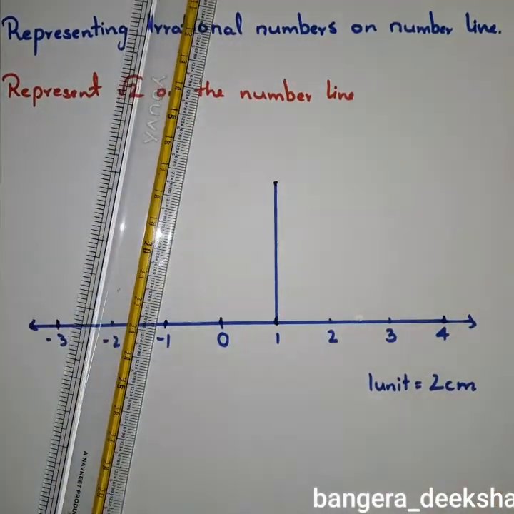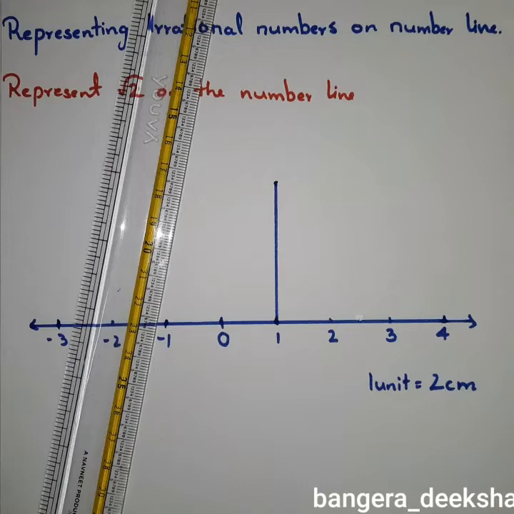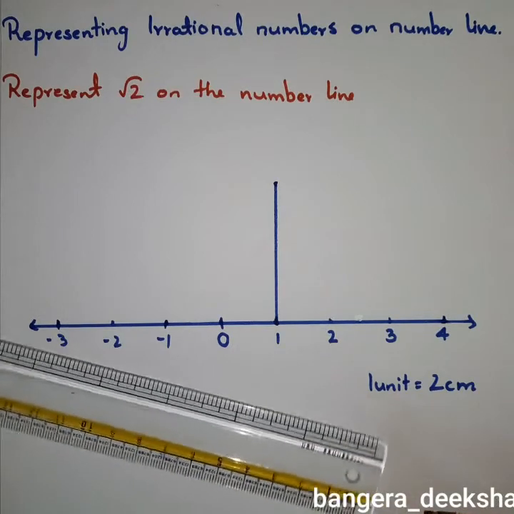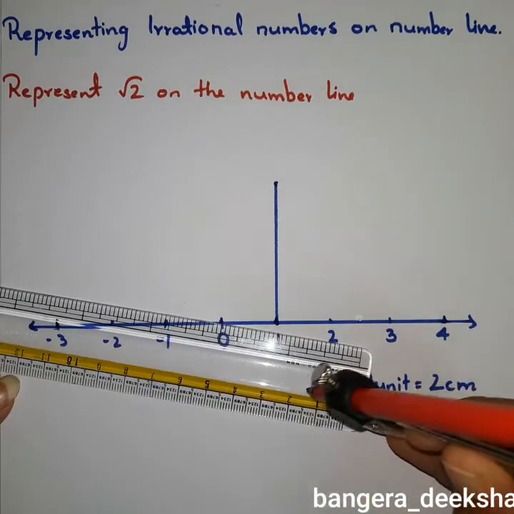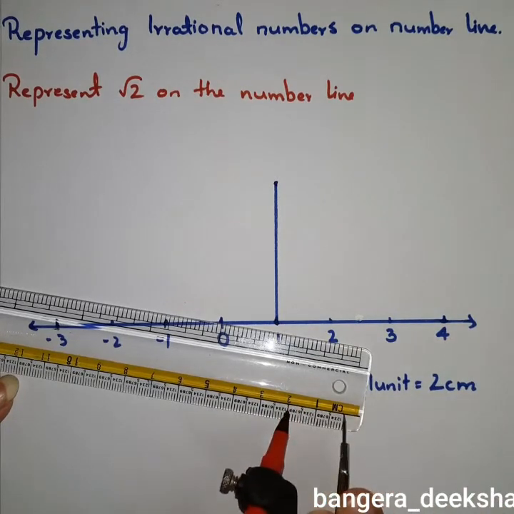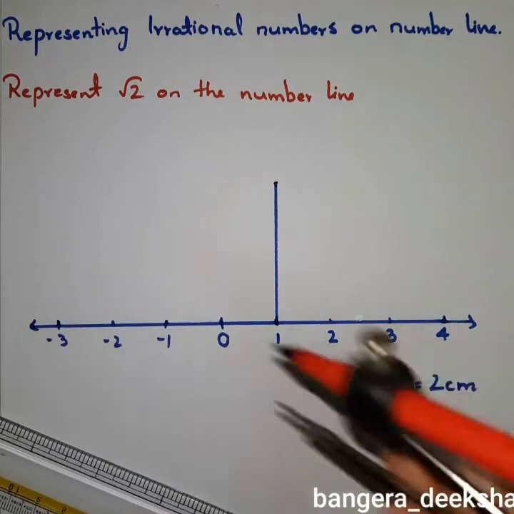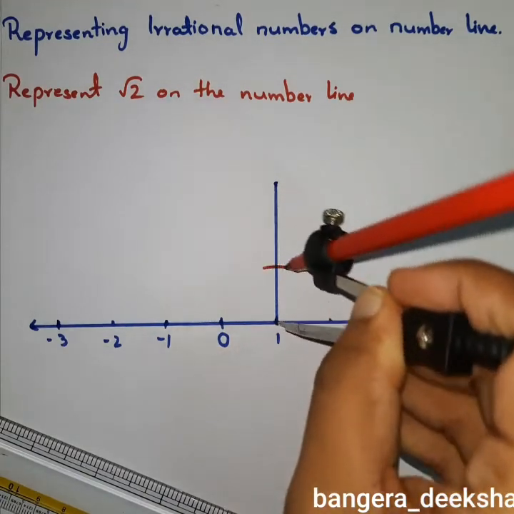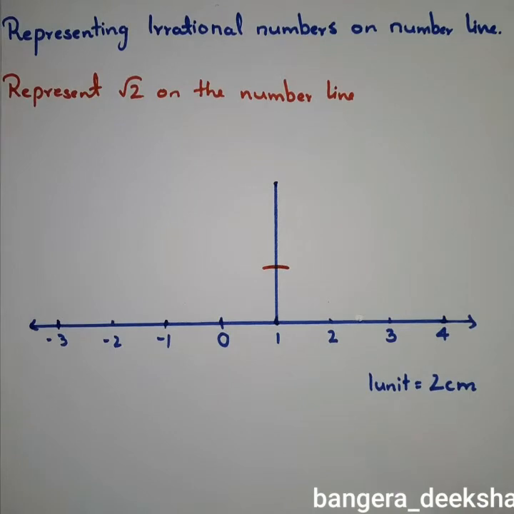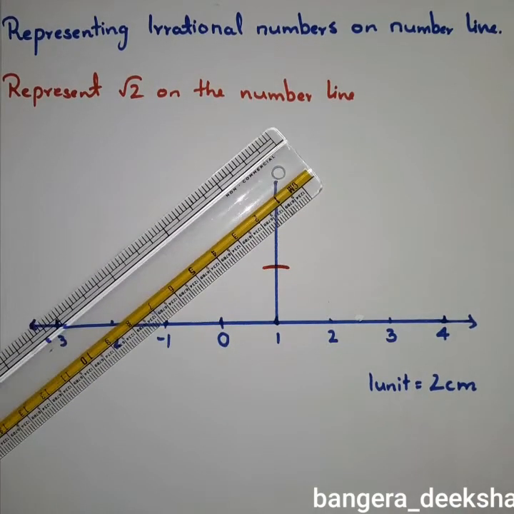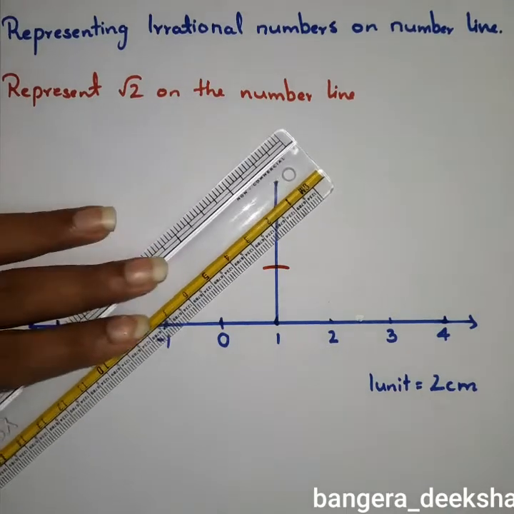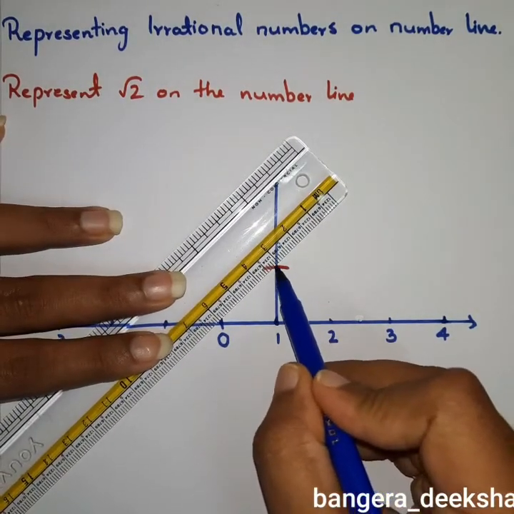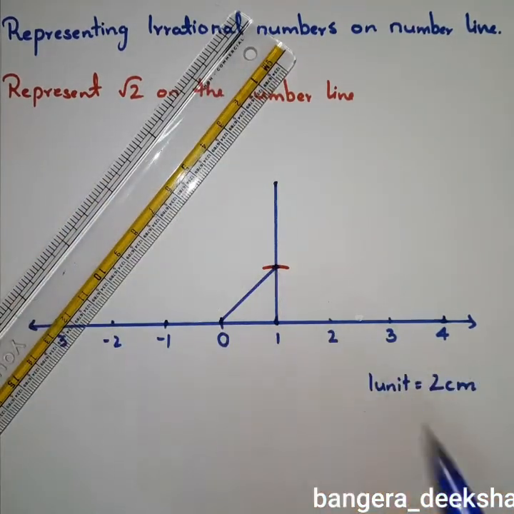After drawing this line, I will take a compass and measure 1 unit. We know that 1 unit is 2 centimeter. So with the compass, you will measure 2 centimeter, that is 1 unit. I will keep the compass at 0 and measure 2 centimeter, which will make 1 unit. So I'll keep it at 1 and cut an arc on our perpendicular. After cutting this arc, we have to join 0 and the arc. We are joining 0 and the arc.